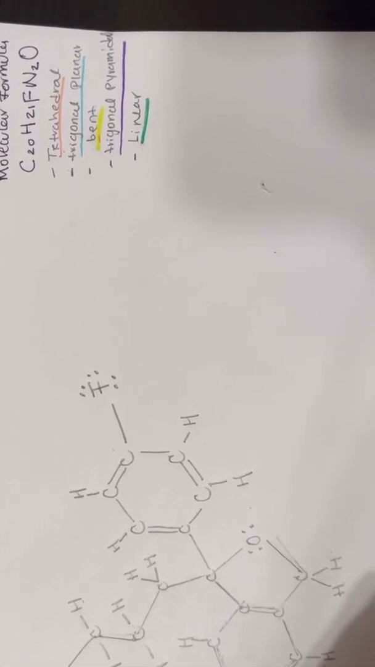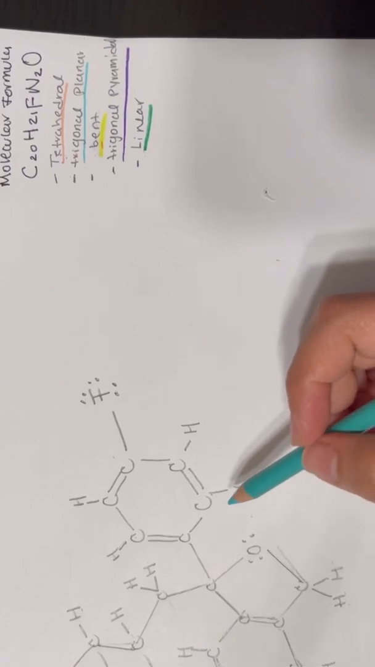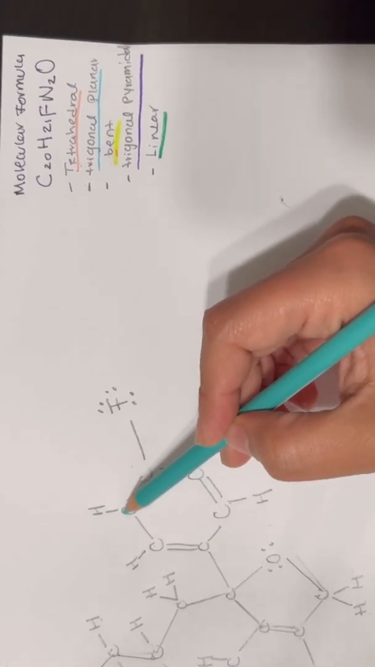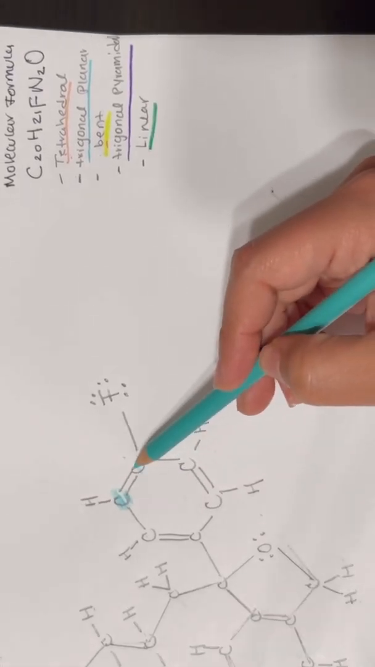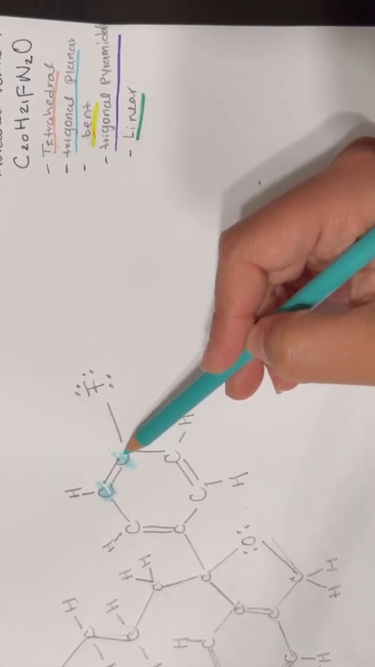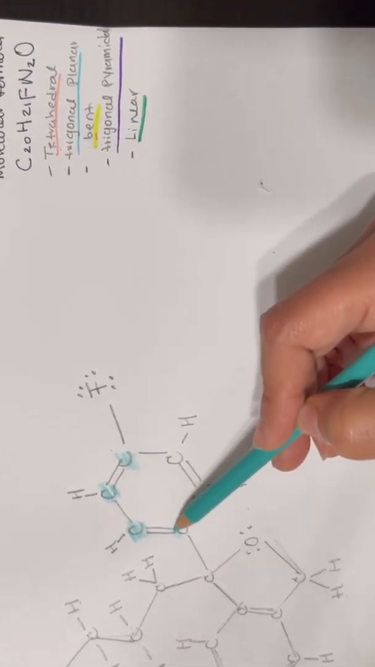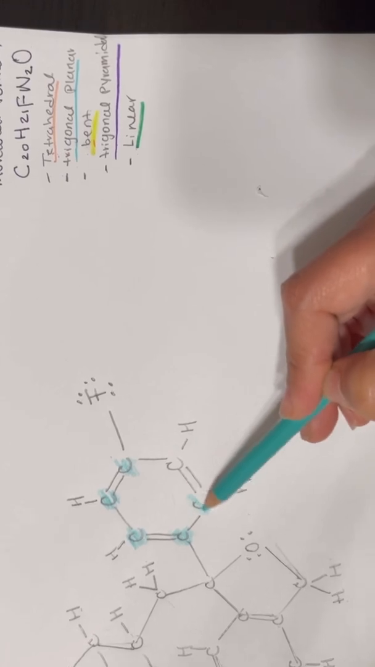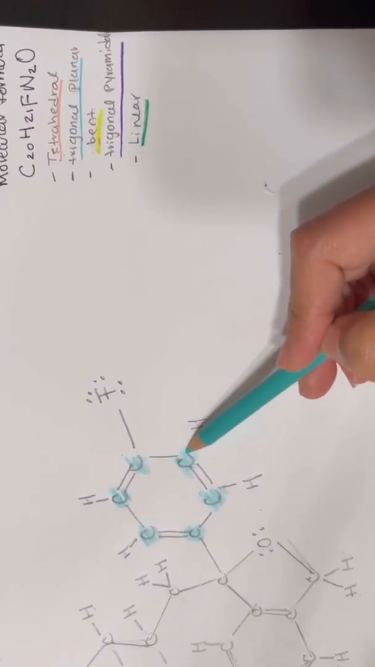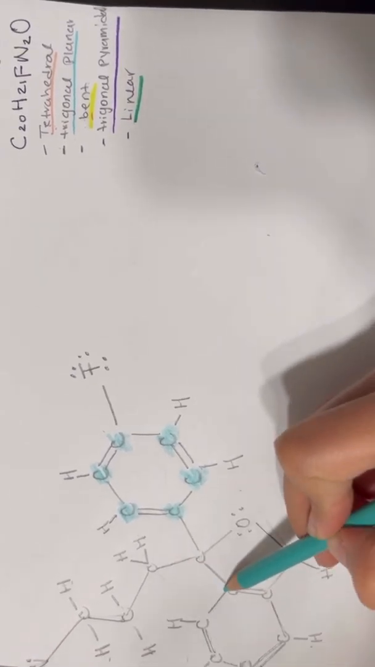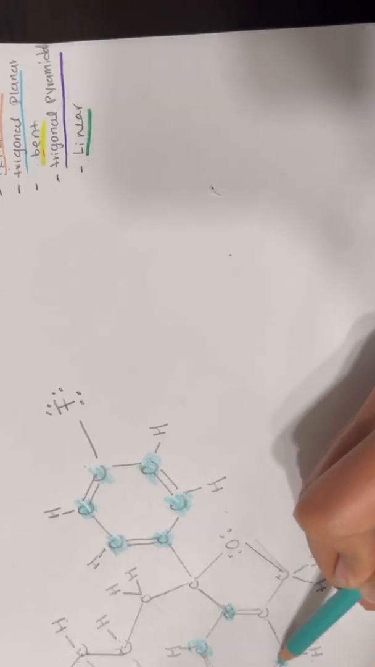So here are the VSEPR theory molecular geometry predictions, which we have trigonal planar, which has the carbons, and here we also have the trigonal planar because it has triple bonds and the carbons. Still coloring in the trigonal planar. As you can tell, all these are colored blue.